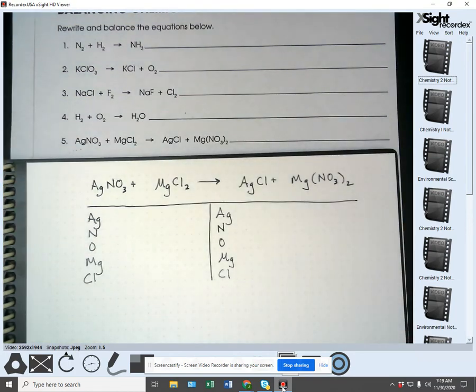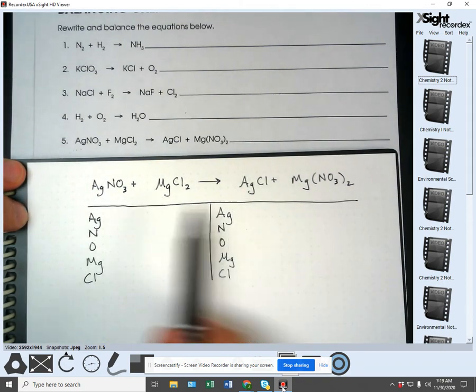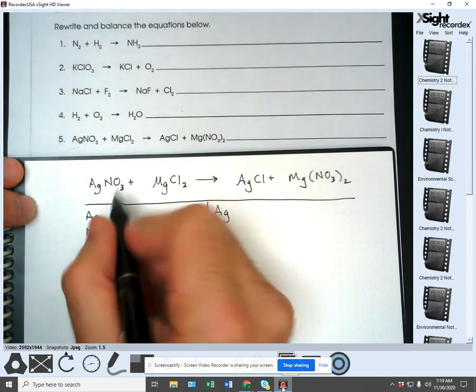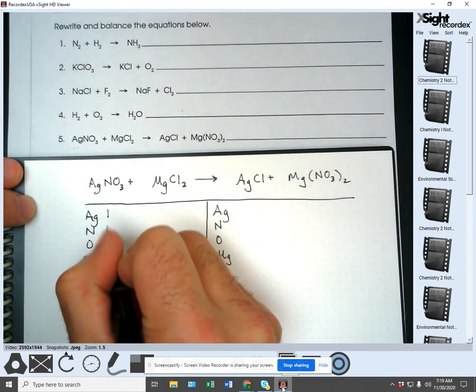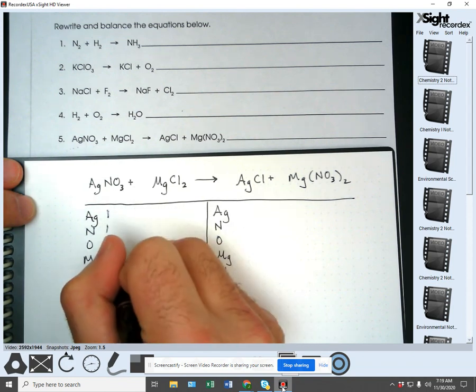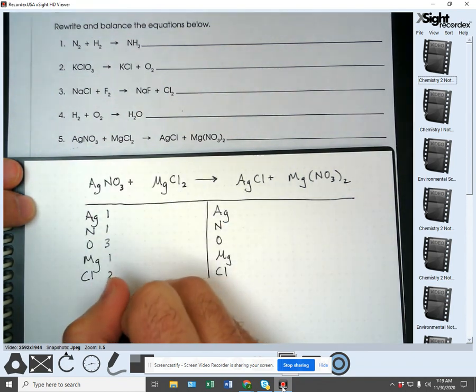All right. So I'm going to do my... Okay, so let's count, see how many of each we have. So silver over here, we have 1. Nitrogen, we have 1. Oxygen, we have 3. Magnesium, we have 1. Chlorine, we have 2.